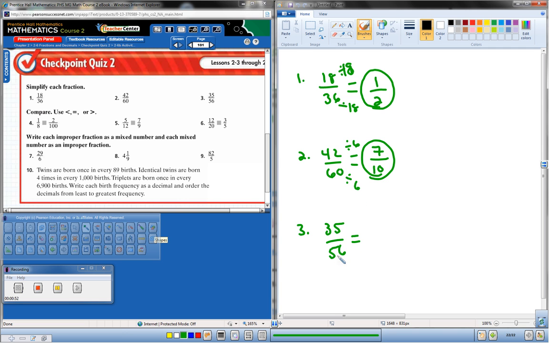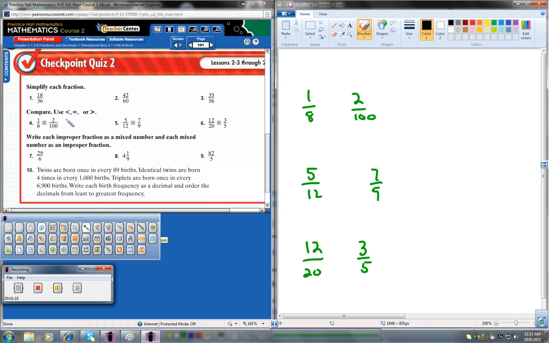Example number 3, 35 and 56, I believe are also divisible by 7. 35 divided by 7 is 5. 56 divided by 7 is 8. And there's our fraction in simplest form. Simplest form means no common factors between the numerator and the denominator.